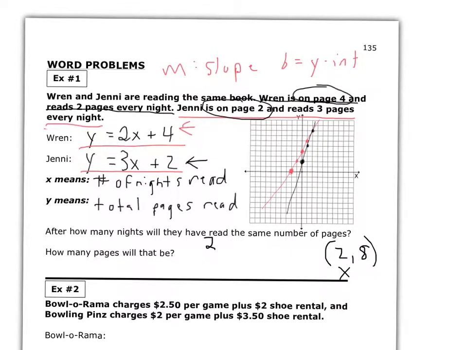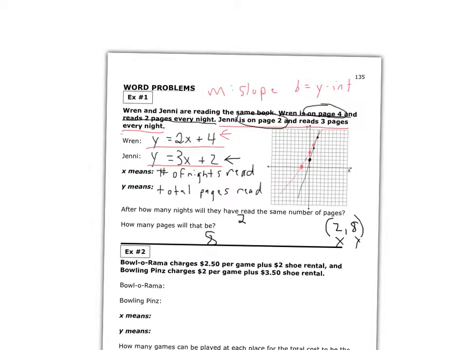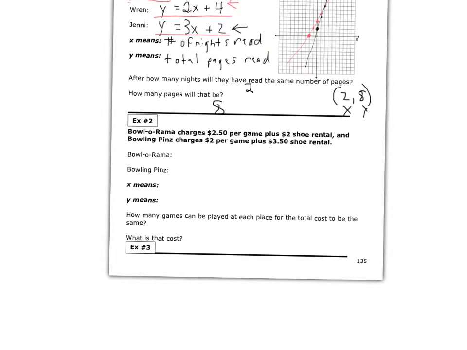Okay, and how many pages will that be? Remember, y value means our total pages read, so we know that our y value is going to be 8. So 8 pages read for both of them. Okay, so that is our first example of our word problem. Let's go ahead and move to the next one.